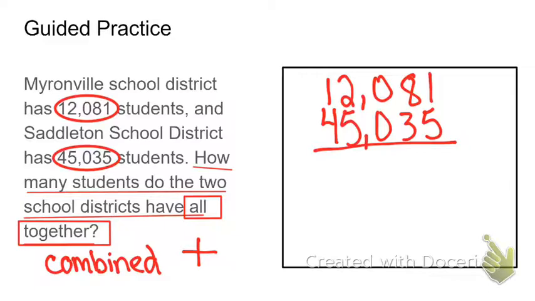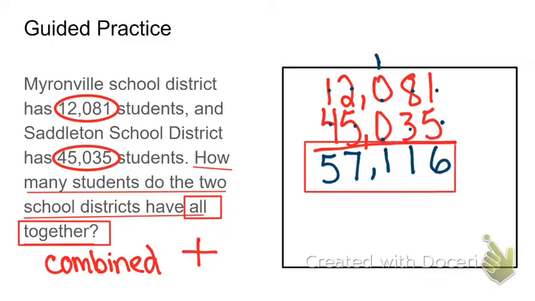Awesome. I need to start by adding the first column that's on the right side of the problem. So I'm going to add 1 plus 5, and that gives me 6. Then I'll move to the next column. 8 plus 3 gives me 11. I can't put 11, so I've got to regroup and carry my 1. 1 plus 0 plus 0, that's easy, that's just 1. Now I can do 2 plus 5, which gives me 7, and 1 plus 4, which gives me 5. So my final answer is 57,116 students in the school districts altogether.